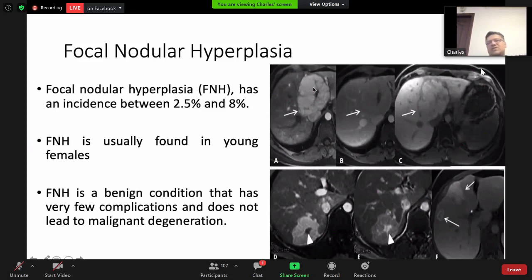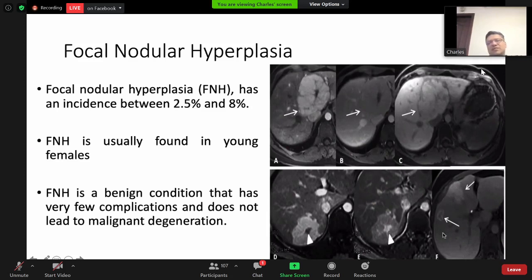If you see this classical FNH, in the arterial phase you see the homogeneous enhancement with the central scar, and in the venous phase it becomes isoechoic with the surrounding liver. And again, this is a delayed phase. And in this other FNH, you can see the central scar here, nicely retaining contrast in the delayed phase.